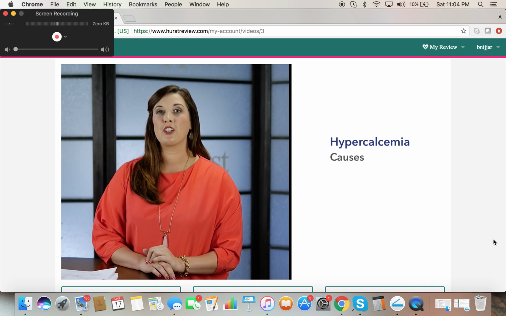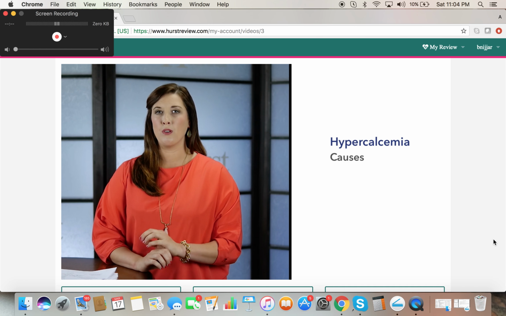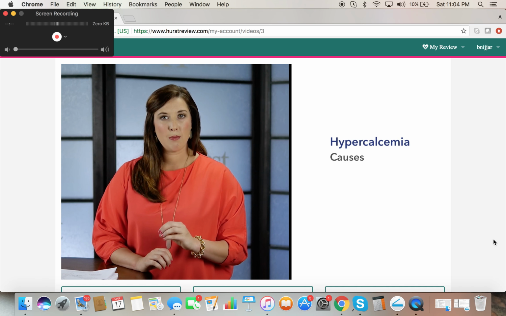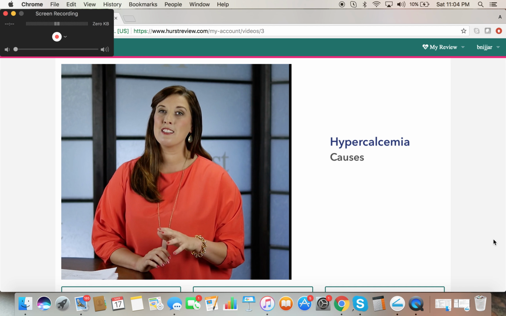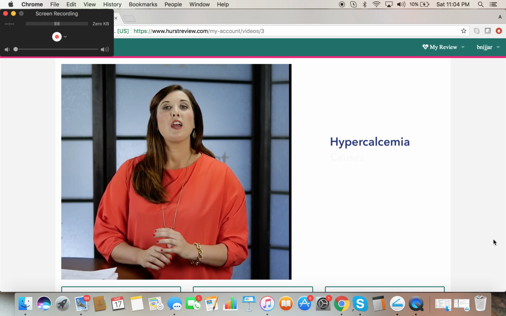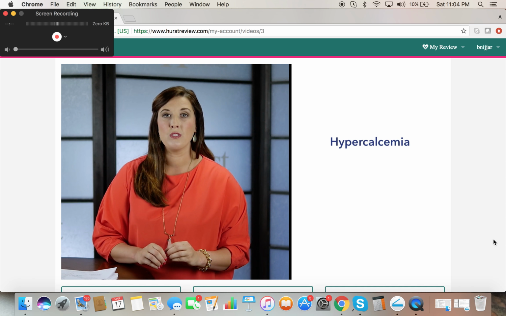Immobilization also affects our calcium. Now I want you to think about how immobilization affects the bones. Y'all, if we are immobile, will calcium stay in our bones? No, it leaves the bone and goes where? Into the blood, yes. We have to bear weight in order to keep calcium within the bones.